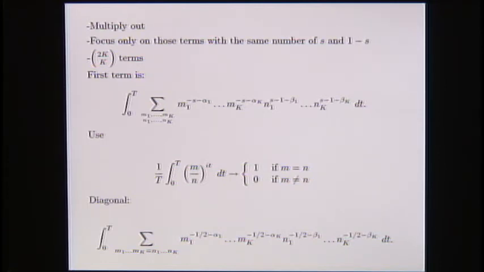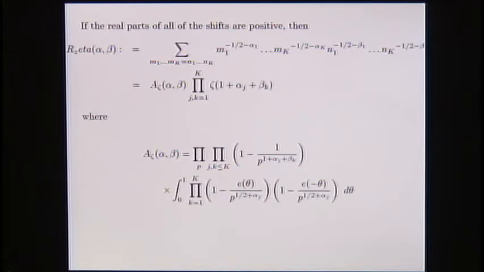And now the first term that you would have is much like what we did before. That'll be the first term with some bounds on these things. And we only keep the diagonal terms where m is equal to n. And so the diagonal is going to be the integral from 0 to t, where the product of the m's equals the product of the n's. That's exactly what we did before, but now we've got shifts in here. Now think about the real part of all the shifts being positive and extend the sum off to infinity.